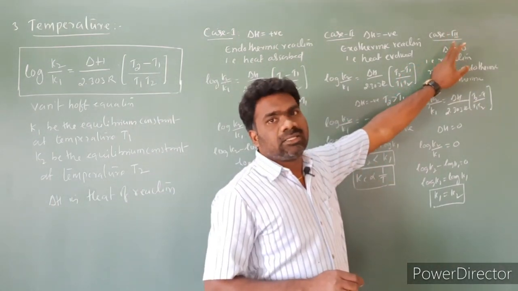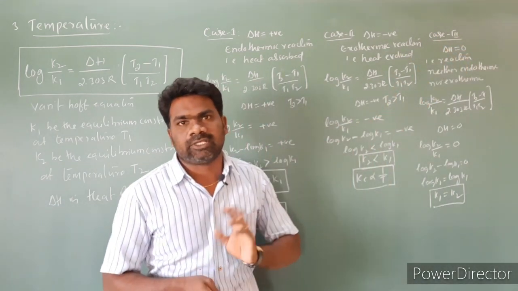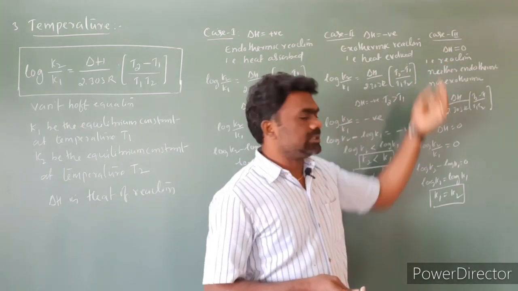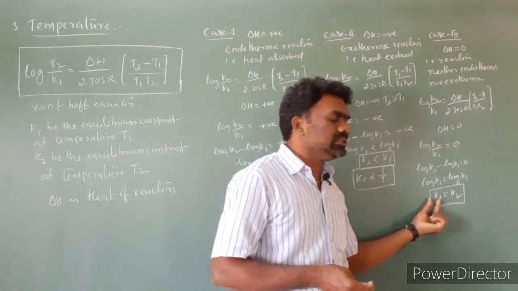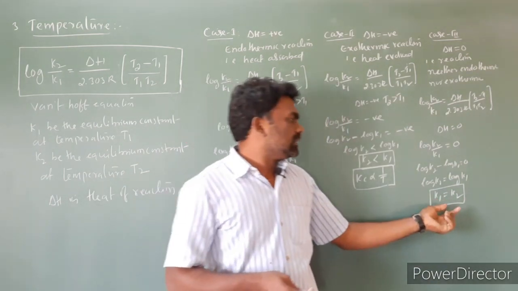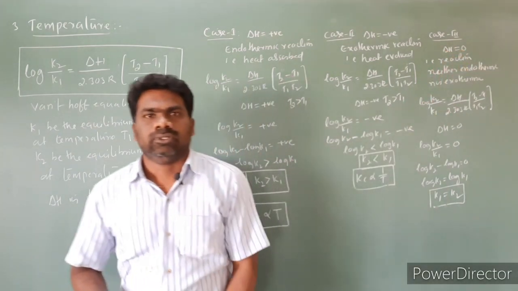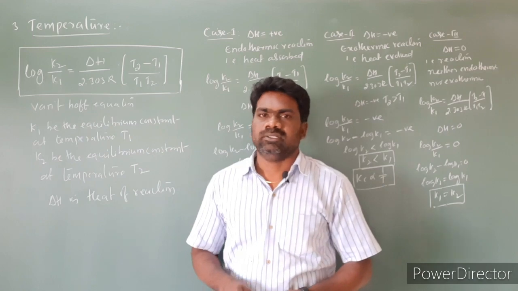Case 3, delta H is equal to 0. The reaction is neither exothermic nor endothermic. In the third case, the temperature increases, so there is no change in the Kc value. The equilibrium constant remains the same at all temperatures if delta H is equal to 0. So this is the effect of temperature on equilibrium constant.